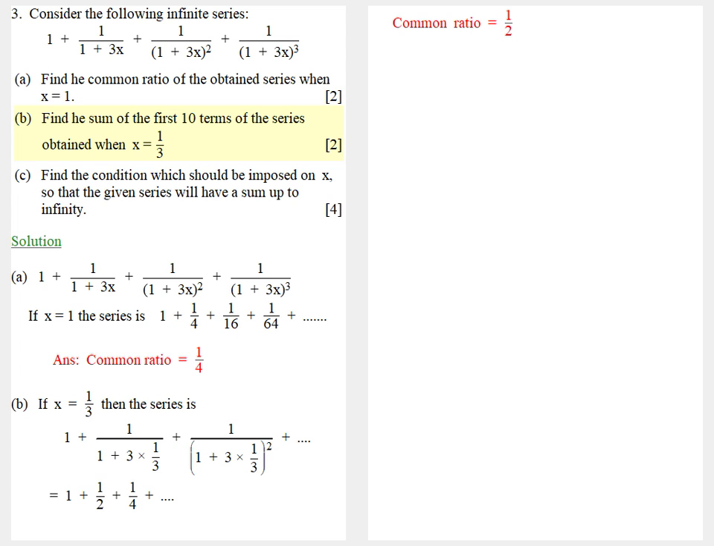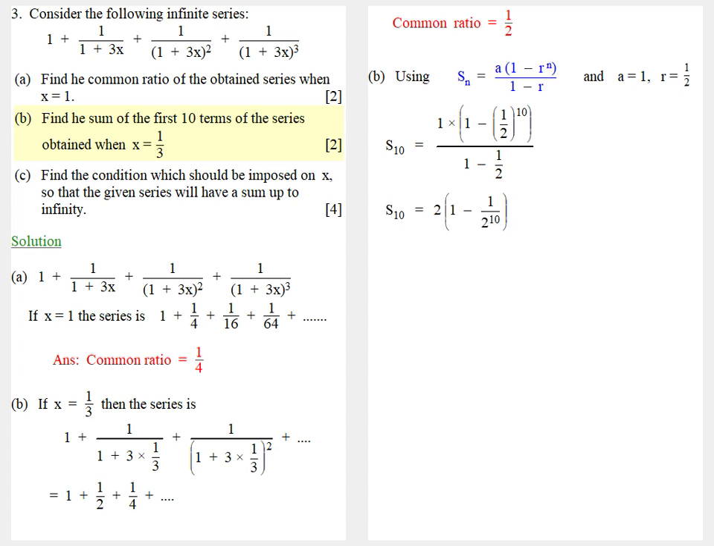Now again, the common ratio is the second term divided by the first, so it's a half divided by 1, so it's a half. Now we can use the formula for the sum of the first n terms: Sn is equal to a into 1 minus r to the n, divided by 1 minus r. And we have the first term is 1, and the common ratio r is a half. So S10, the sum of the first 10 terms, is equal to 1 times, in brackets, 1 minus a half to the power 10, divided by 1 minus a half.